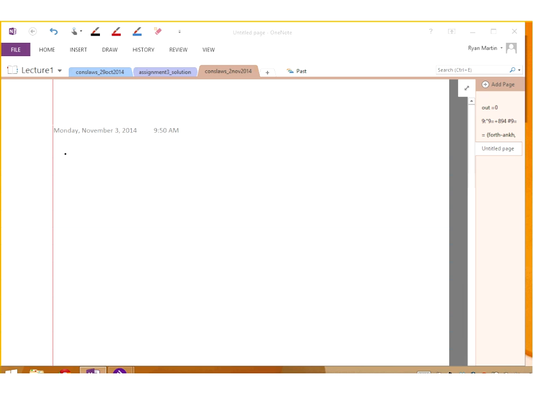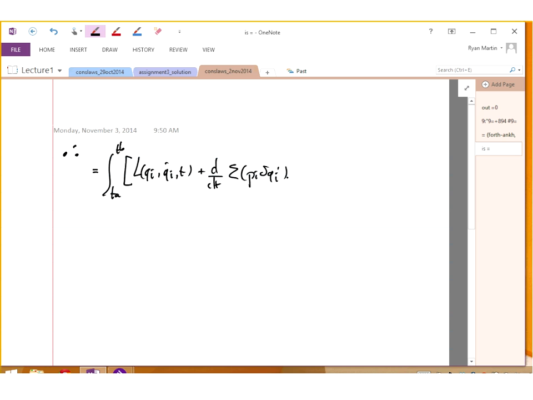We get that the action evaluated at the transformed path is equal to the integral from t_a to t_b of just that first term that we had, L at q_i, q_i dot, and t, plus d/dt of the sum of the p_i delta q_i primed, dt, plus the integral from t_a to t_b of d/dt of L at q_i, q_i dot, and t, delta t dt. Okay?